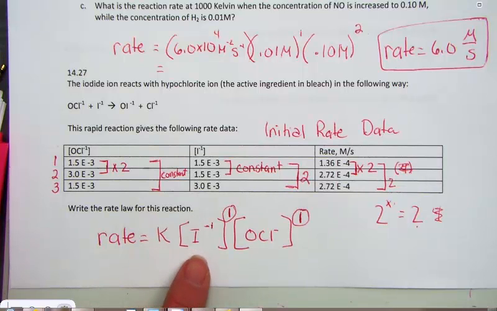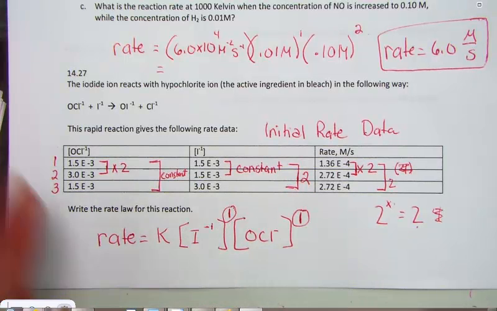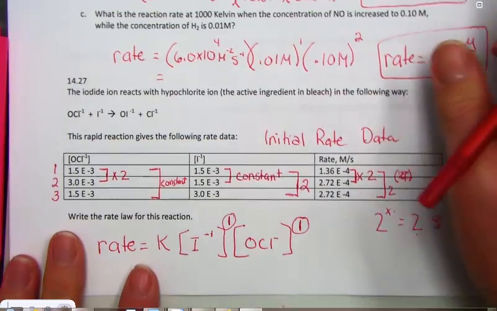Rate is equal to K times the concentration of I negative, first order, OCl negative, first order. There's our rate law, given a data table of initial rate data.